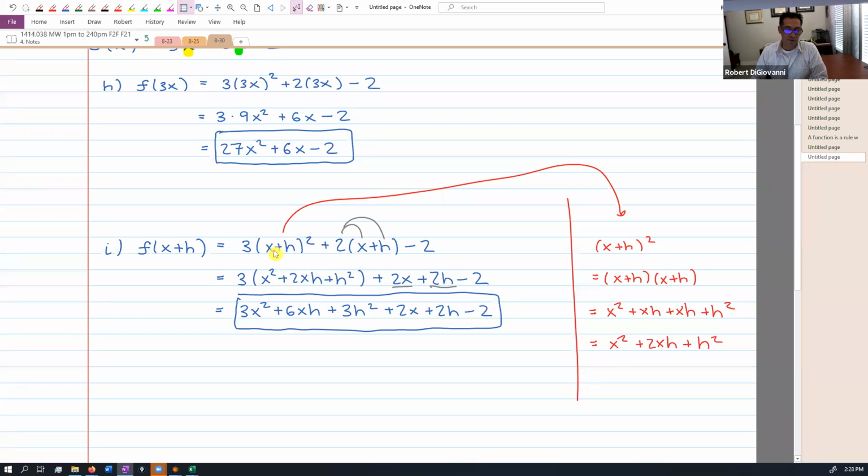The hard part is you have to just expand the x plus h squared. So I did that over here on the side, and you have to FOIL. And when you FOIL, you'll have 2 terms in the middle that are like terms. You add those together to get 2 of them. And then don't forget that after you do that, you have to distribute a 3 through.